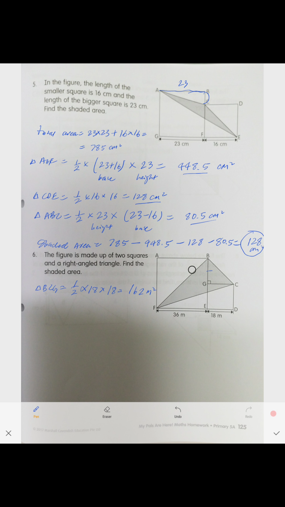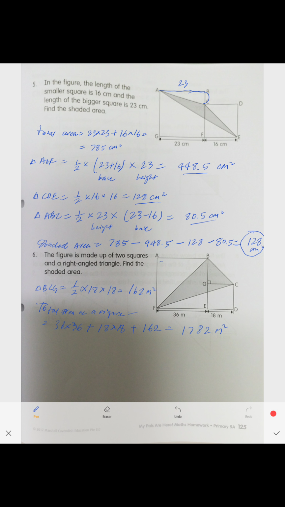All right. Our next step, we just found this area. Our next step, we calculate the whole total area of the figure. How do we find that? Big square, 36 by 36, plus small square, 18 by 18, plus the triangle that we found, BCG, 162. You calculate that, and you should have 1,782 square meters. Now we found the total area of the figure.